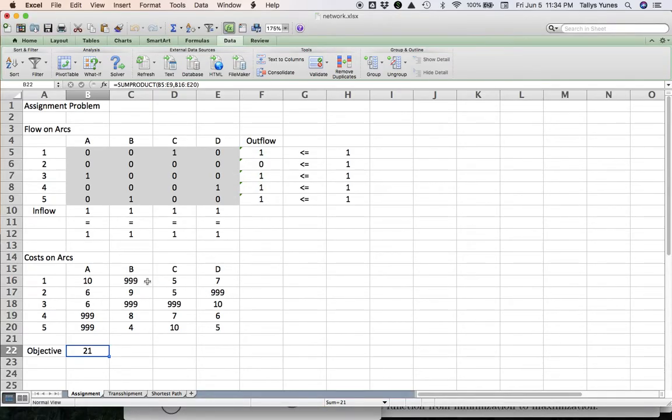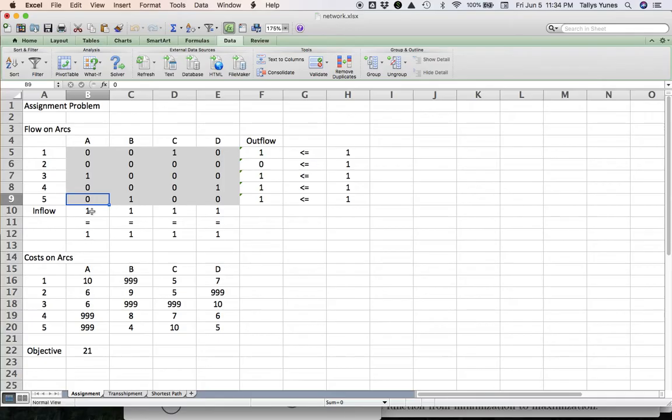First of all, let's look at all of the arrows that don't exist, which is the ones that I made cost 999. You'll see that if it's 999 here, there's a 0 there, meaning Solver isn't using that, which is what I wanted, of course, right? So the 999 trick worked. It's telling me it's going to cost you $21,000 to perform these 4 tasks. Let's see who's doing what.